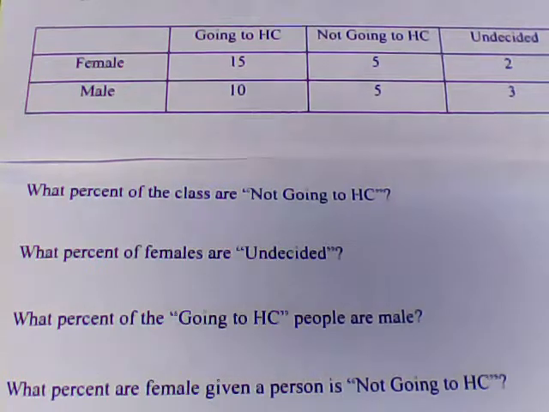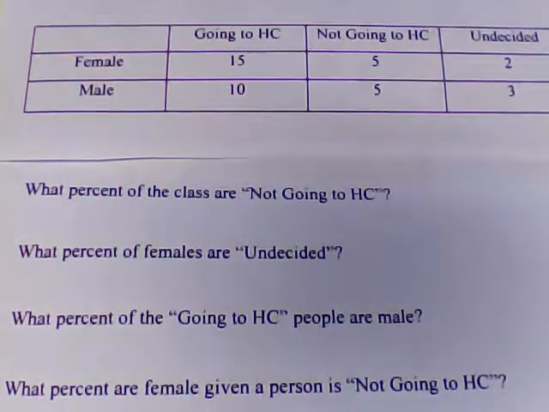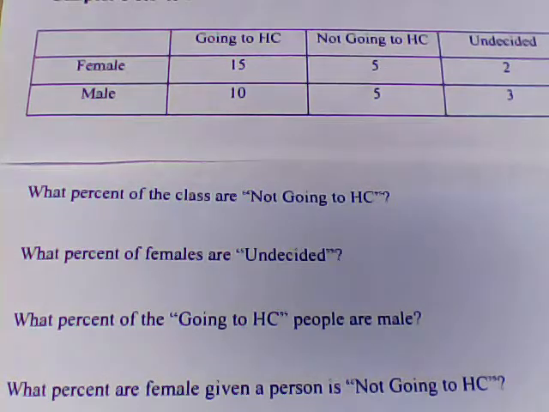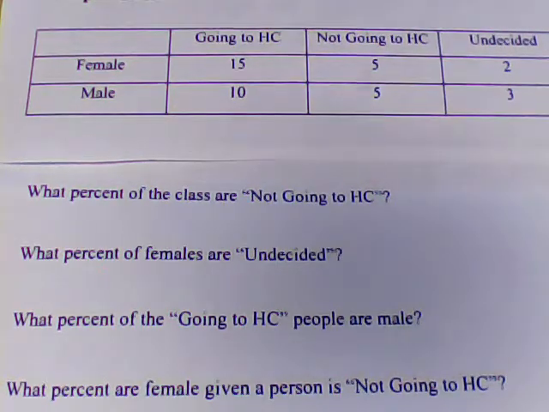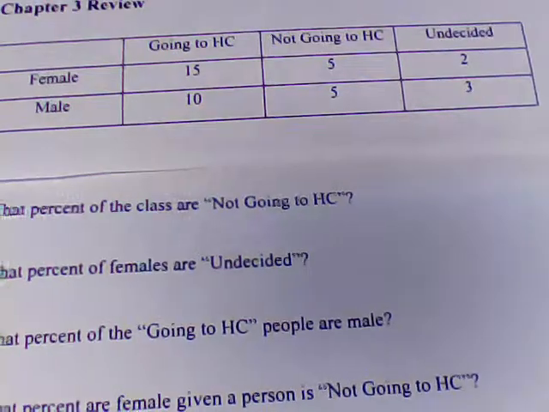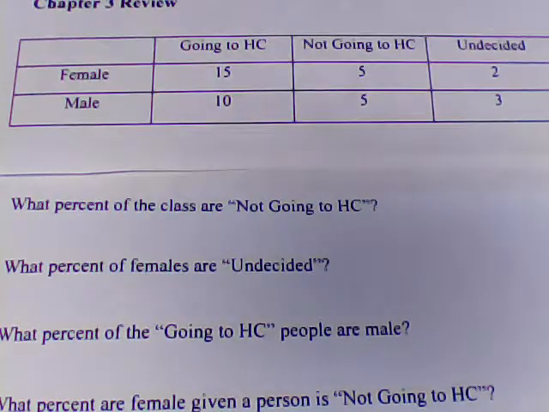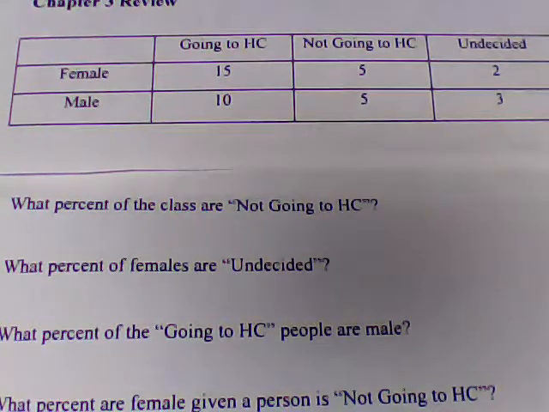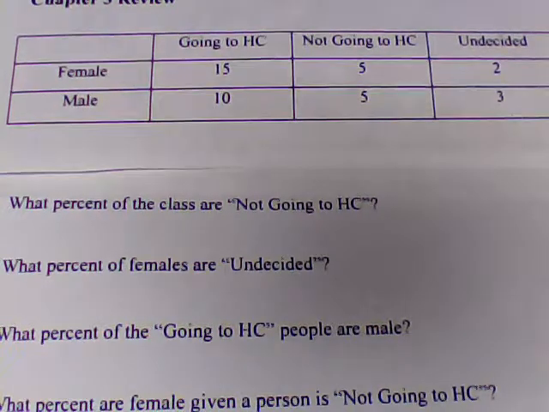Okay, so in case chapter 3 has made absolutely no sense and you're trying the homework or the other review sheet that's on blue paper this weekend and you'd like it to make sense, but it doesn't, hopefully this extra example might make things slightly more clear. So pretend we've got this made up data here about going to homecoming, not going to homecoming, undecided, and it's broken down by gender, female and male.